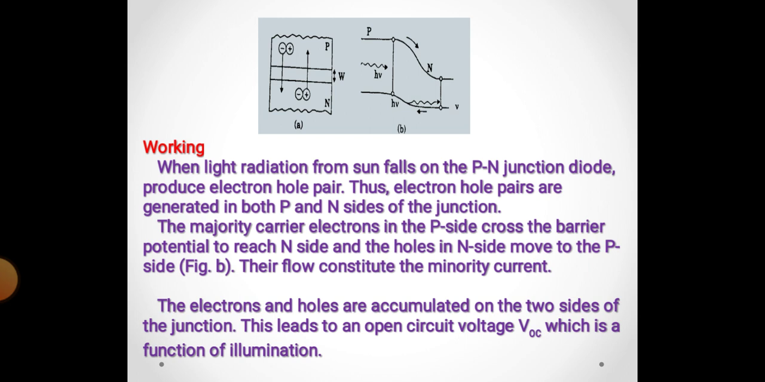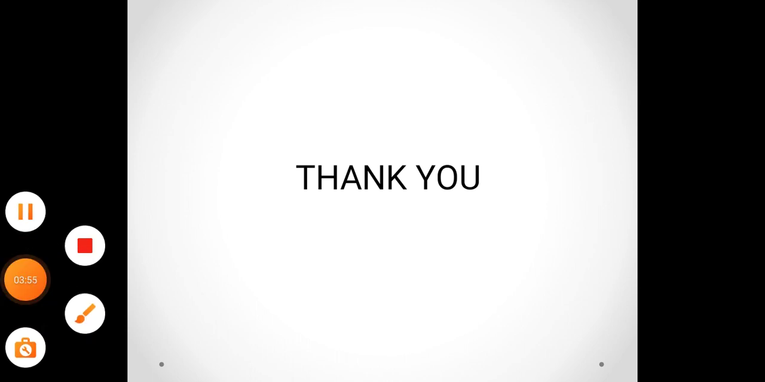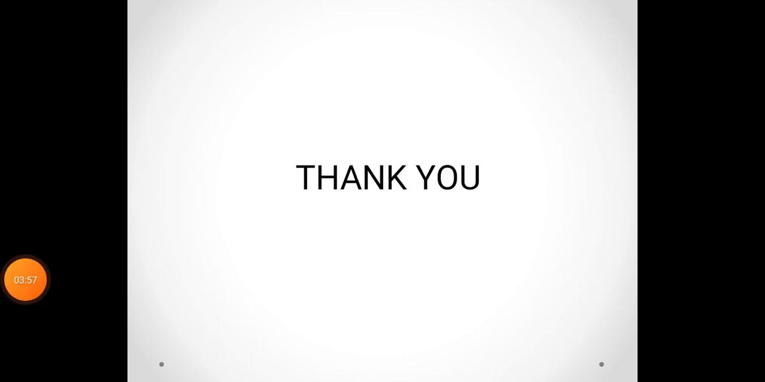Due to this, there will be an open circuit voltage, which is a function of illumination. That is, depending upon the intensity of illumination, there will be a production of positive and negative charges. So that's all about the solar cell for the conversion of light energy into electrical energy.